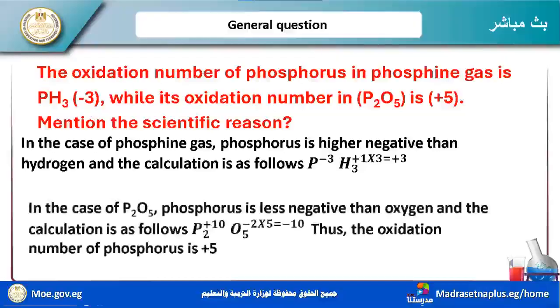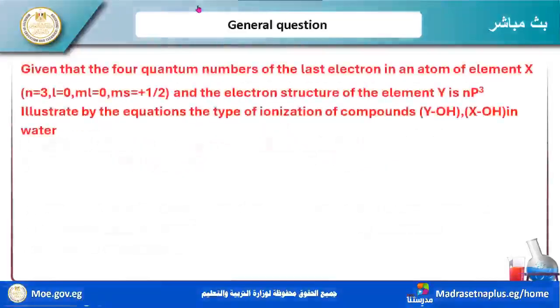Now we have P2O5. Phosphorus is less negative than oxygen, because oxygen is higher than phosphorus in electronegativity. Now the calculation: phosphorus equals positive 10 and oxygen equals negative 10. So the oxidation number of phosphorus equals positive 5.